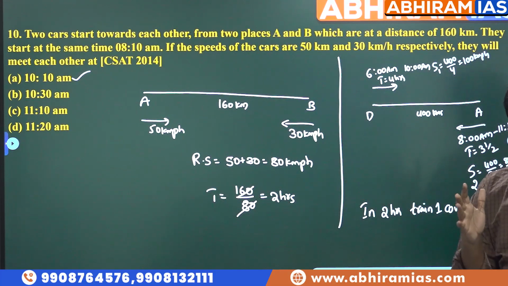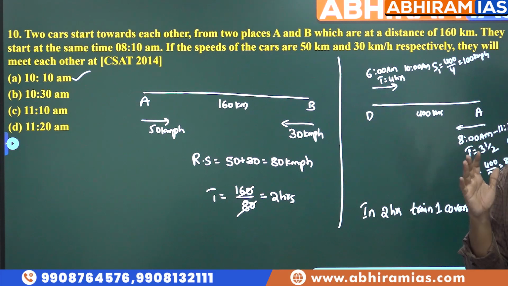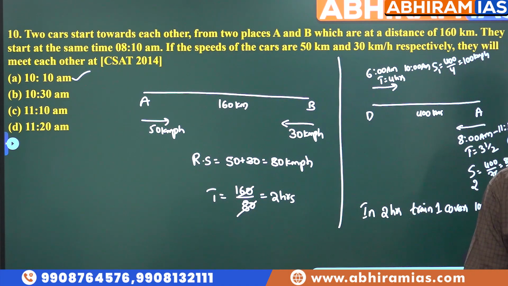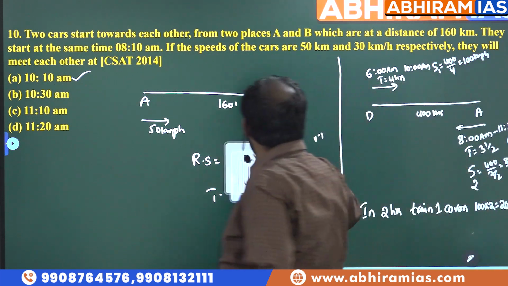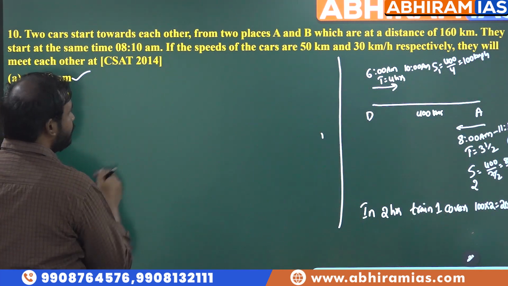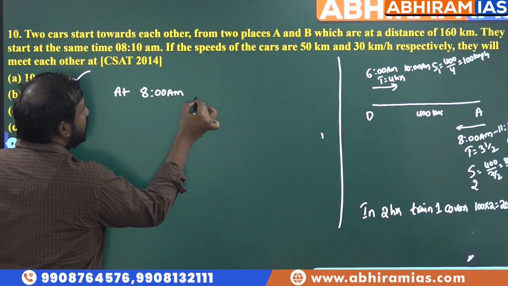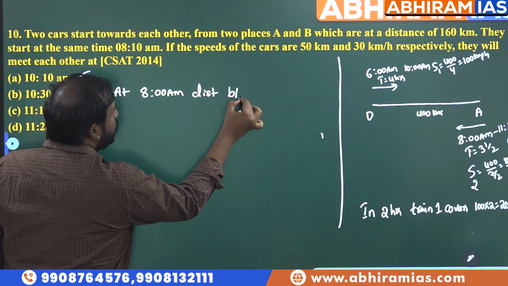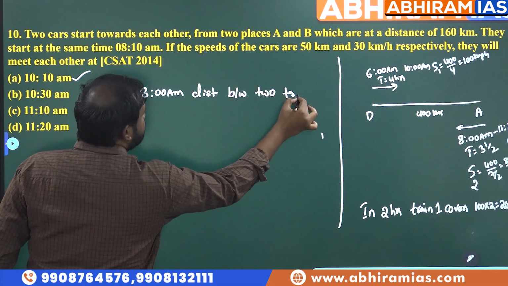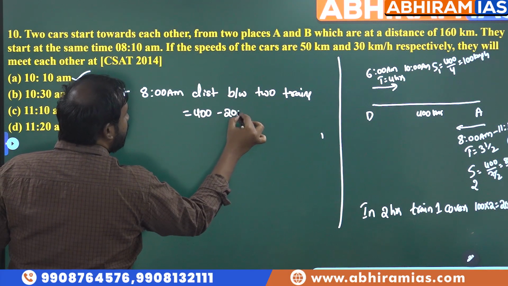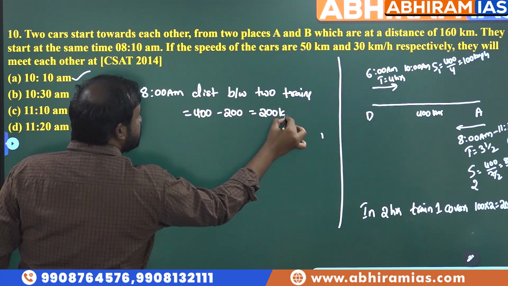Now at 8 a.m., both are starting, right? Now what is the new distance? 200. Both are traveling at the same time, so distance by relative speed. Now you can apply the same logic which we have applied earlier. So at 8 a.m., the distance between the two trains is equal to 400 minus 200, that is 200 kilometers.